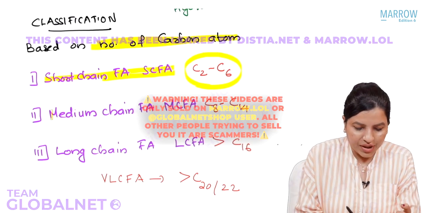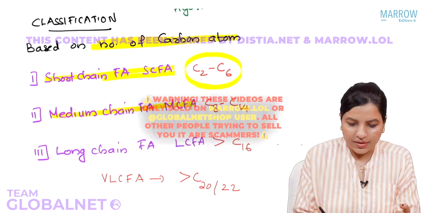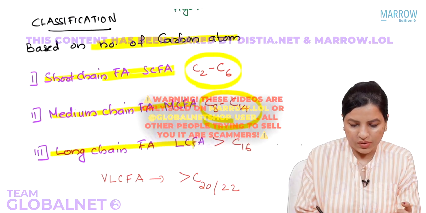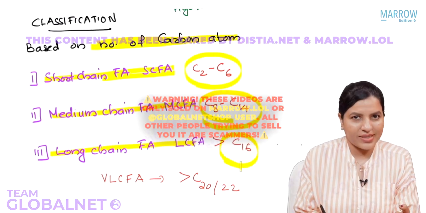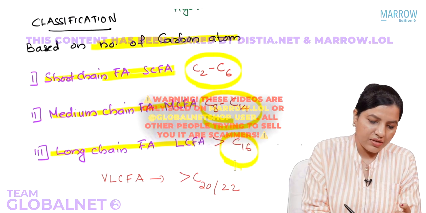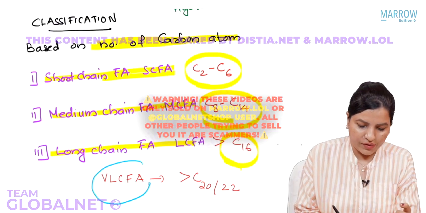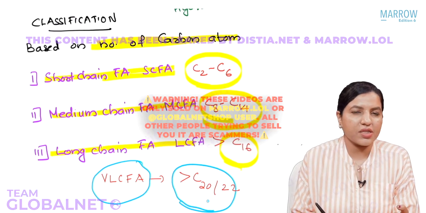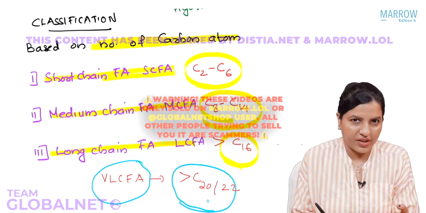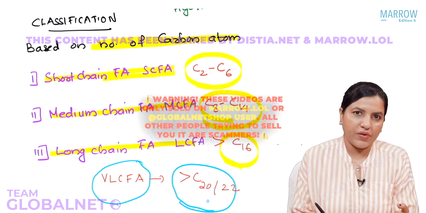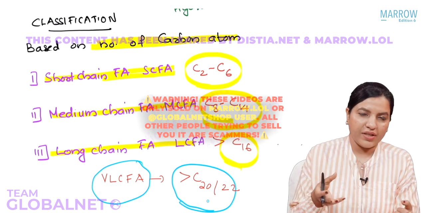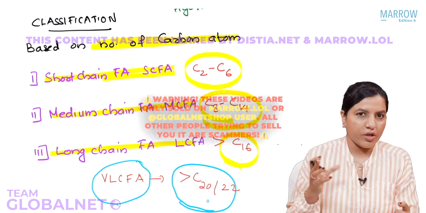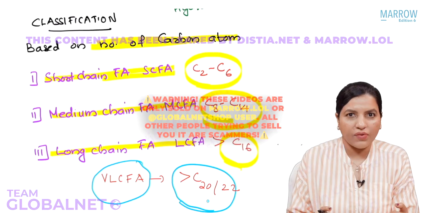Then we have the medium chain fatty acid. The chain length is C8 to 14. Then the long chain fatty acid, whose chain length is more than 16 carbon. Under that, we have to learn very long chain fatty acid, meaning if it is more than 20 or 22, it is classified under very long chain fatty acid, which comes under long chain fatty acid. So, under the long chain fatty acid, if the length of the hydrocarbon chain is more than 20 or 22, we call it separately very long chain fatty acid.